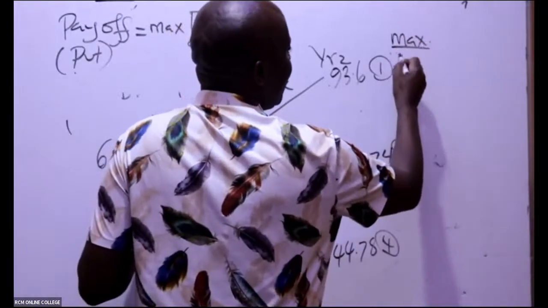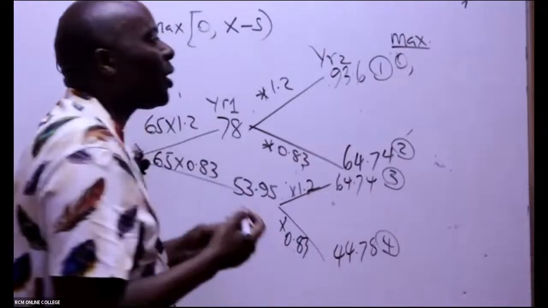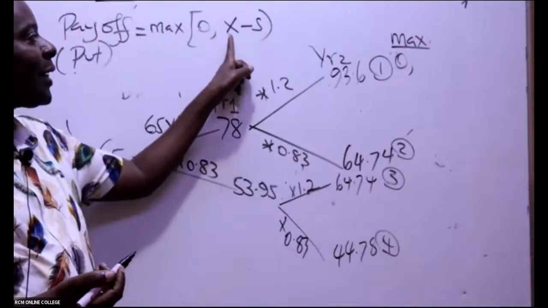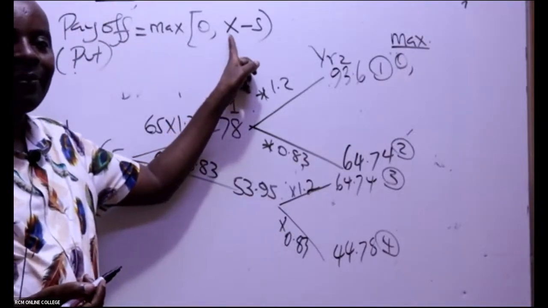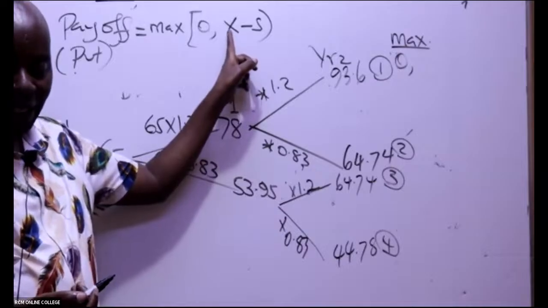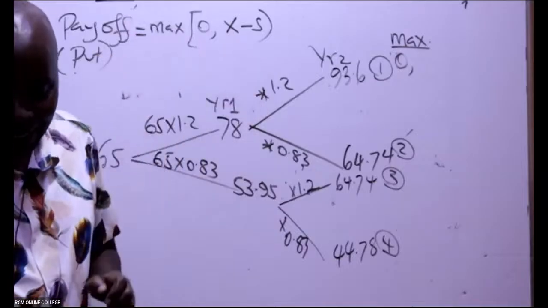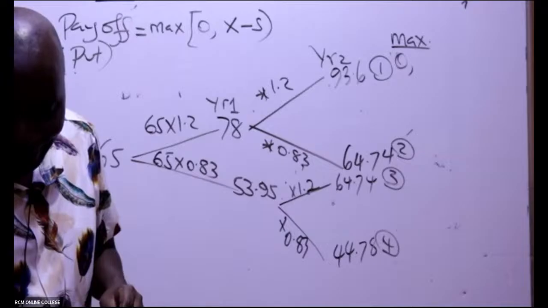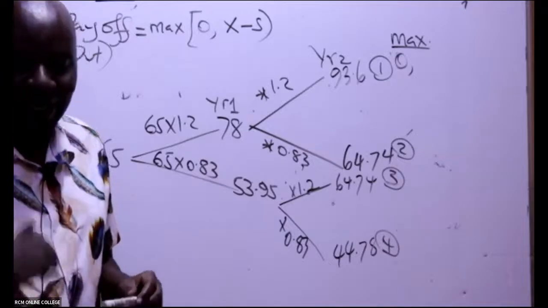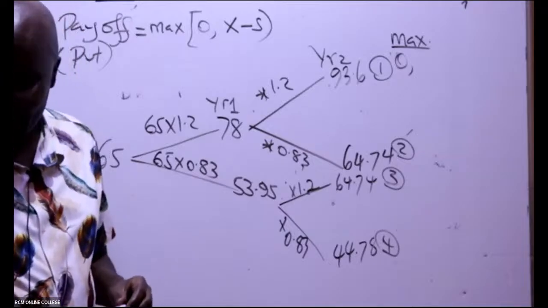Maximum between what here? 0. In this question, ladies and gentlemen, have they given us the exercise price? Have they given us the exercise price? Is there somebody in the requirement? Is there anybody who is able to see the exercise price?